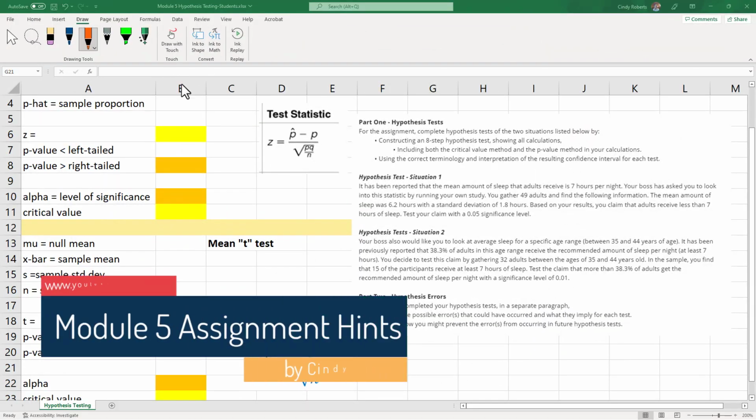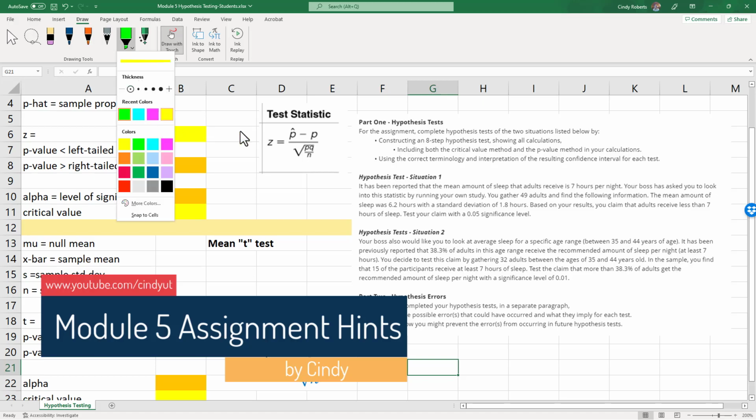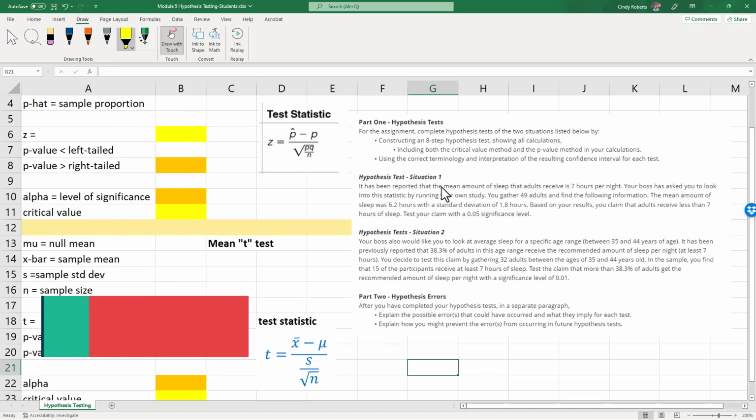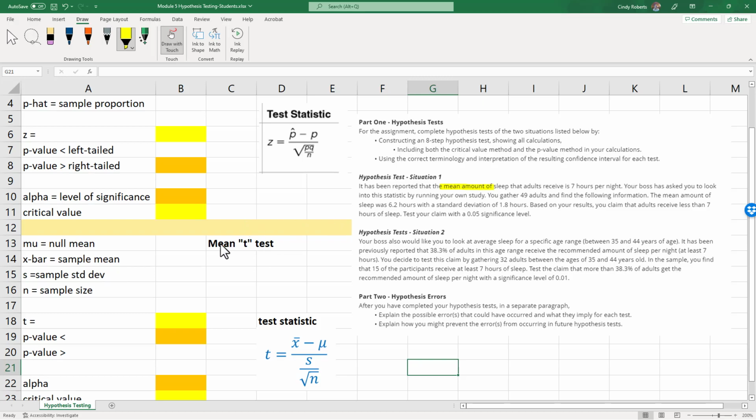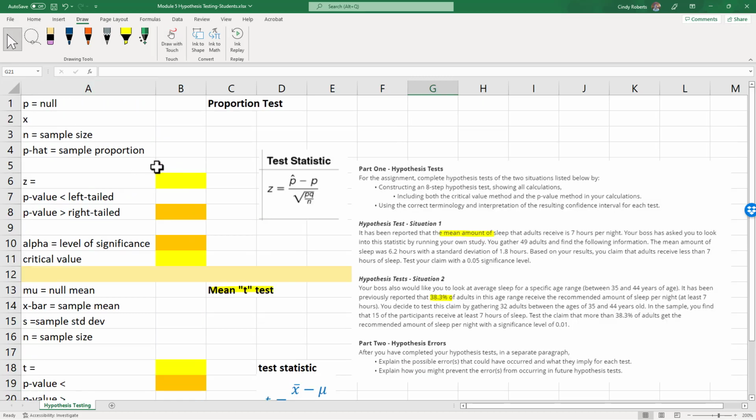Hypothesis testing, the liar test. So it looks like I have two tests here. The first one says it has been reported the mean amount, so I think that's going to be the mean test. And this one down here is a proportion, so I think that's going to be my proportion test.